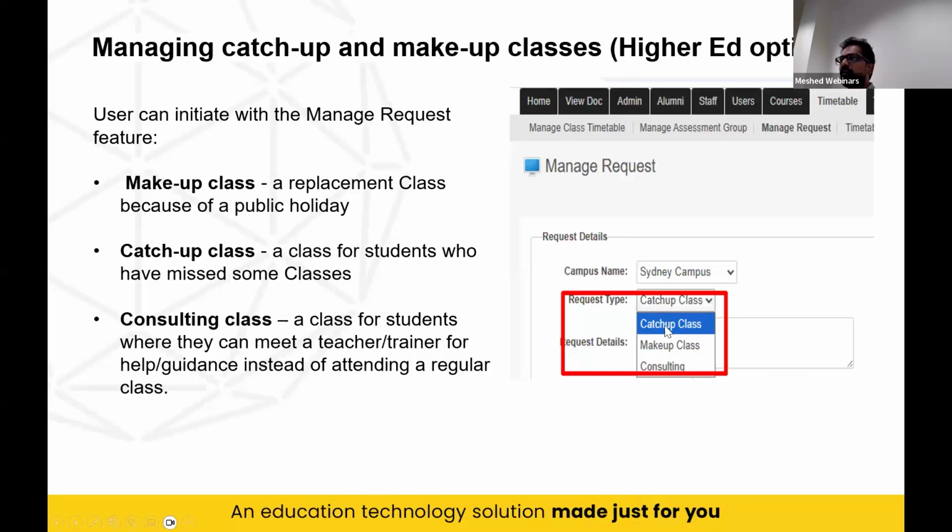So even if you create a catch-up or makeup class, once the class is created and students are assigned, there wouldn't be any difference in recording the attendance. However you record the attendance for the normal class, in the same manner you can record the attendance for both catch-up and makeup classes. There wouldn't be any difference in how you record the attendance for this class time. Okay.